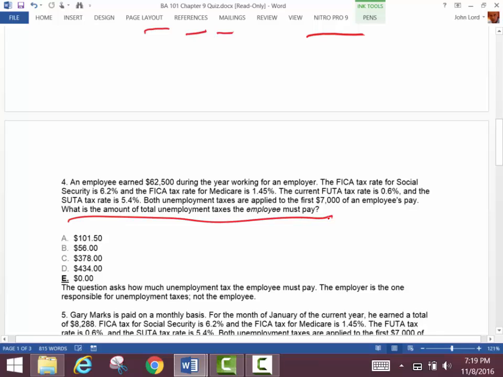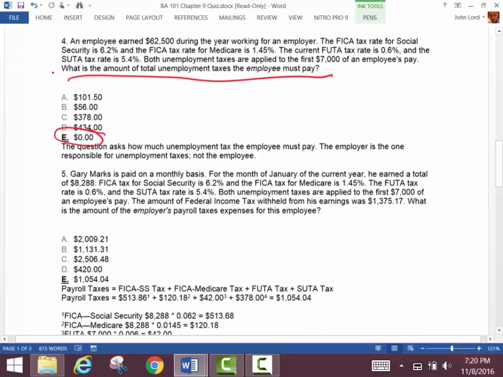Come down, look at this one. Unemployment taxes the employee must pay. How much unemployment tax does the employee pay? The employee does not pay the unemployment taxes, only the employer does, right? So it all comes down to those two slides: the one where I listed the things that we're withholding, and the one where I said what the employee pays, not the employer. If you get that down, then all these questions are easy, right?